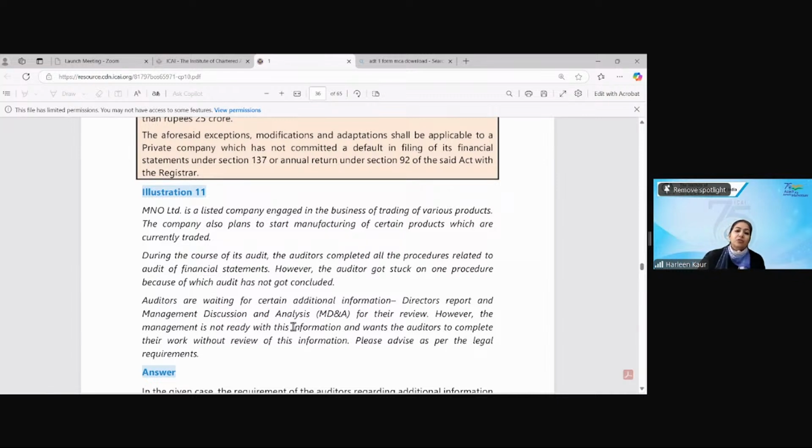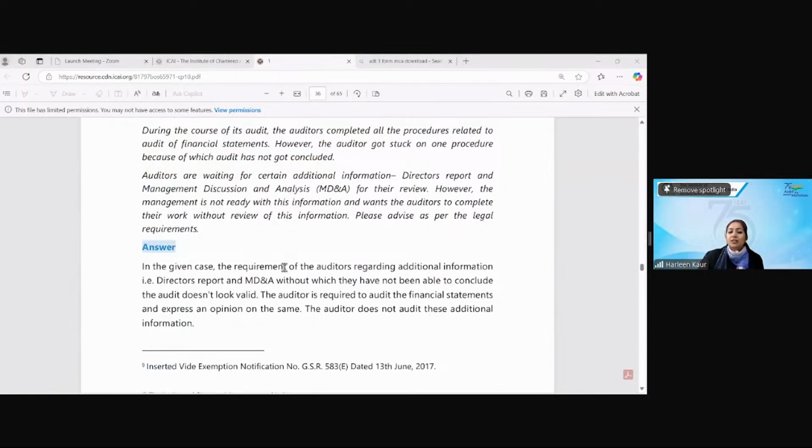Yes. What will happen, children? Does an auditor have access to the explanation and information? Can he ask for all this information? It says the requirement regarding additional information, which they have not been able to conclude, doesn't look valid. So you have to have a valid requirement.